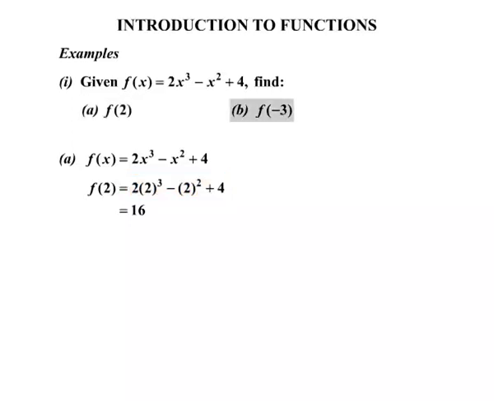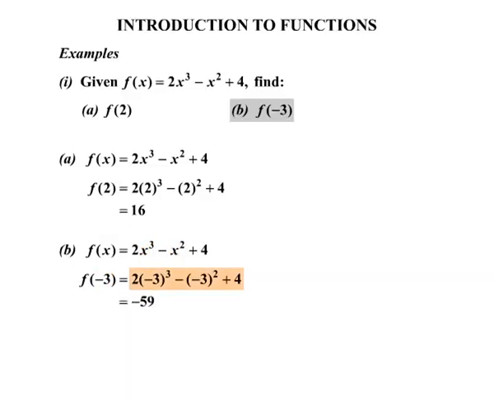The next one, f of minus 3. Let's just write down our original function again. Now f of minus 3 will equal, again the x has been replaced with minus 3. So wherever we see x replaced with minus 3, this is what we get. And it's just a matter of being careful entering those things on the calculator. Really, we get minus 59.